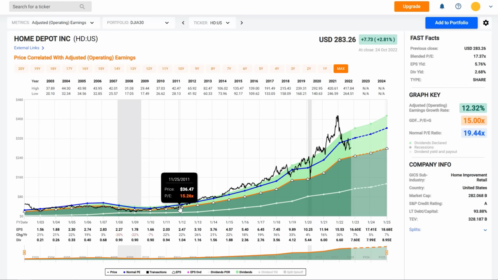And then a couple of years following the 2009 recovery, the stock started to trade at a very high premium PE. It's now a lot cheaper than that.